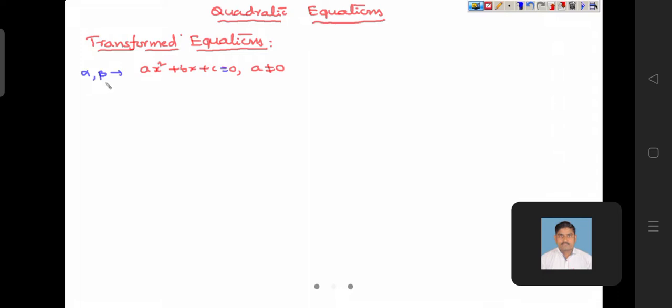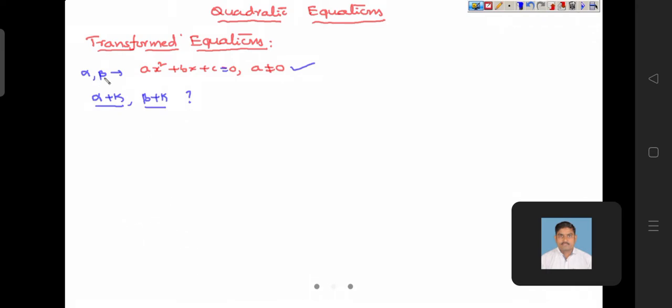Suppose the roots are transformed to alpha + k and beta + k. What is the quadratic equation whose roots are alpha + k, beta + k, when alpha, beta are the roots of the given quadratic equation? The resulting quadratic equation is called the transformed quadratic equation of the given quadratic equation. So once again I will repeat.